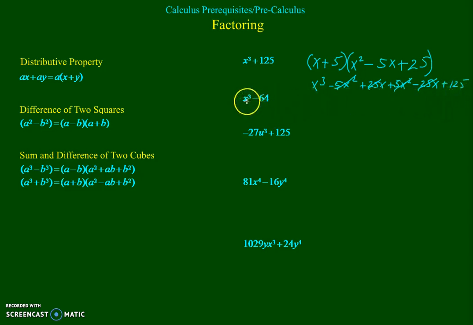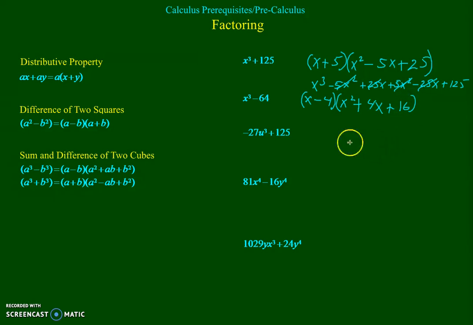Here you can see that we have x and 4. This is the difference of two cubes. Same idea. Take the cube root of the first term, same sign, cube root of the second term, square the first term, different sign, product, and the square of the second term. And it's always going to be positive.